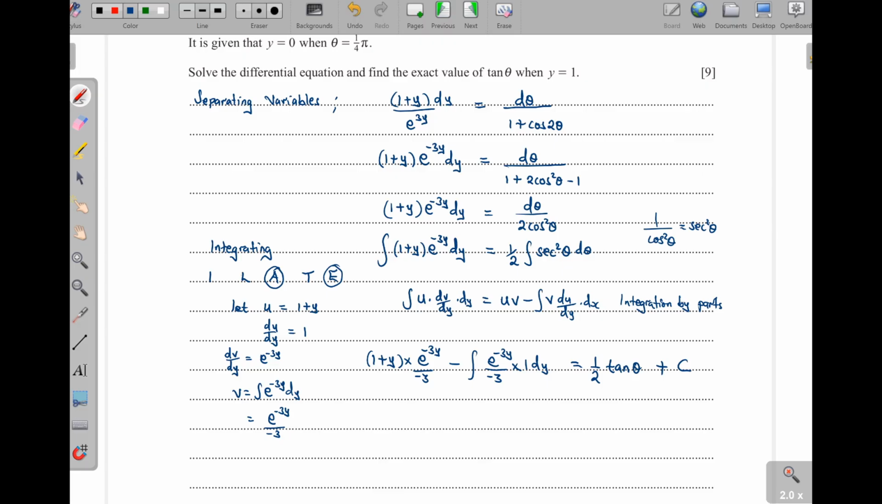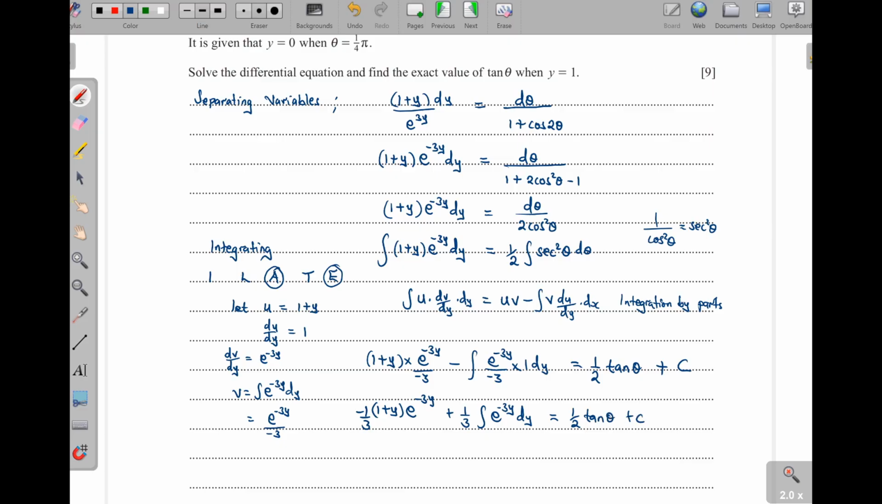So simplifying this, of course, we shall have 1 plus y here. In fact, I can write negative a third. Then I write the e to the power of negative 3y like that. Then this is a negative. It will give us a positive here. So plus a third. Then you integrate e to the power of negative 3y with respect to y. Then it's equal to a half. Then tan of theta. Then plus c.